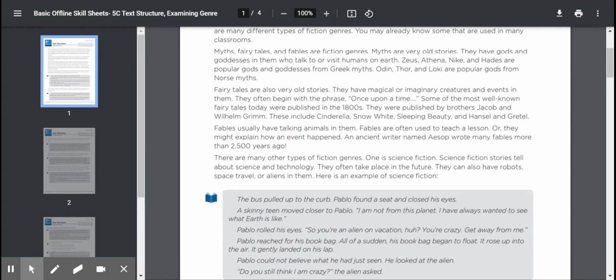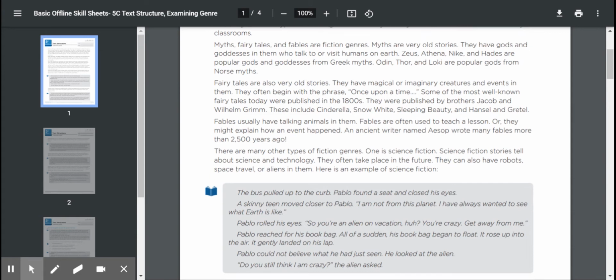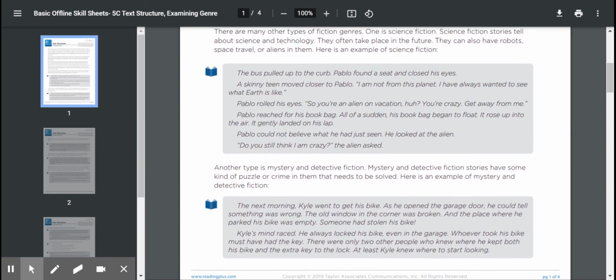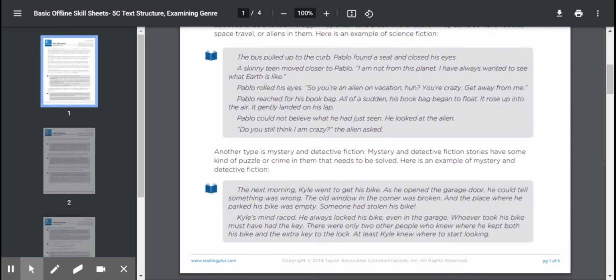There are many other types of fiction genres. One is science fiction. Science fiction tells stories about science and technology. They often take place in the future. They can also have robots, space travel, or aliens in them. Here's an example of science fiction.